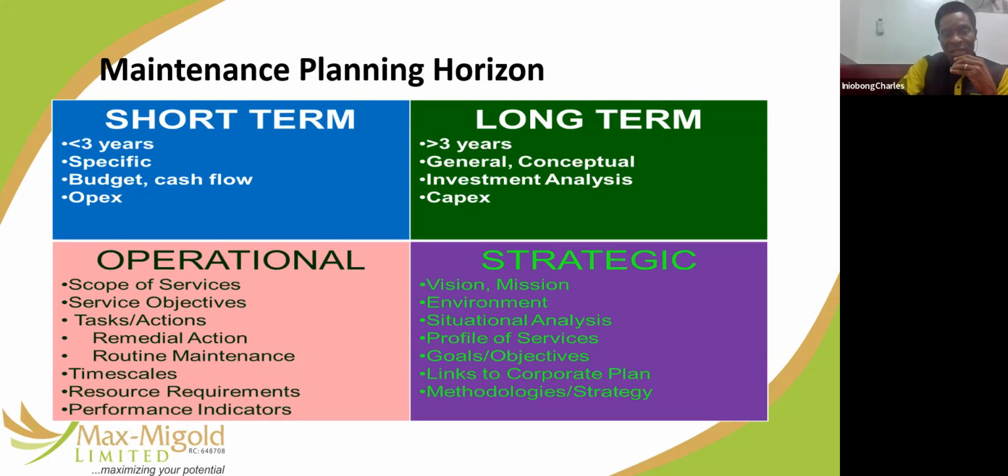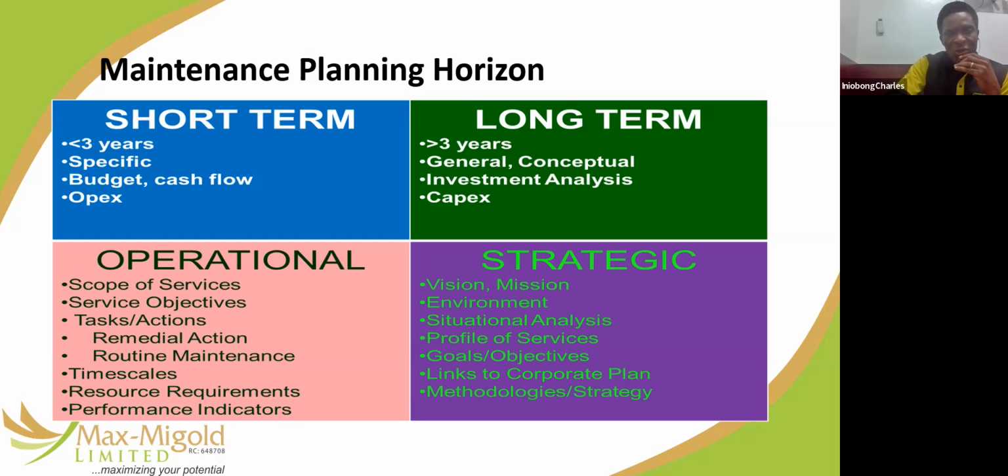The short-term maintenance planning talks about the operation. It's operational, and it's something of 3 years. You look, and it's specific. It has a budget, cash flow, and it's operation. You use your operational excellence. Now, for a short-term maintenance, you are looking at, for example, a generator. You scope the service. You decide what the objective is.